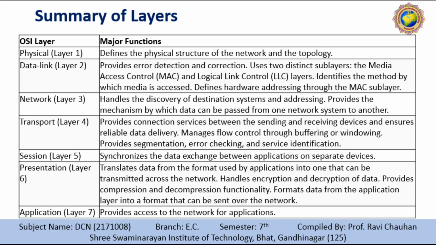Last, our application layer, layer number 7. It provides access to the network for applications, such as our web browser, file transfer protocol, HTTP, etc.